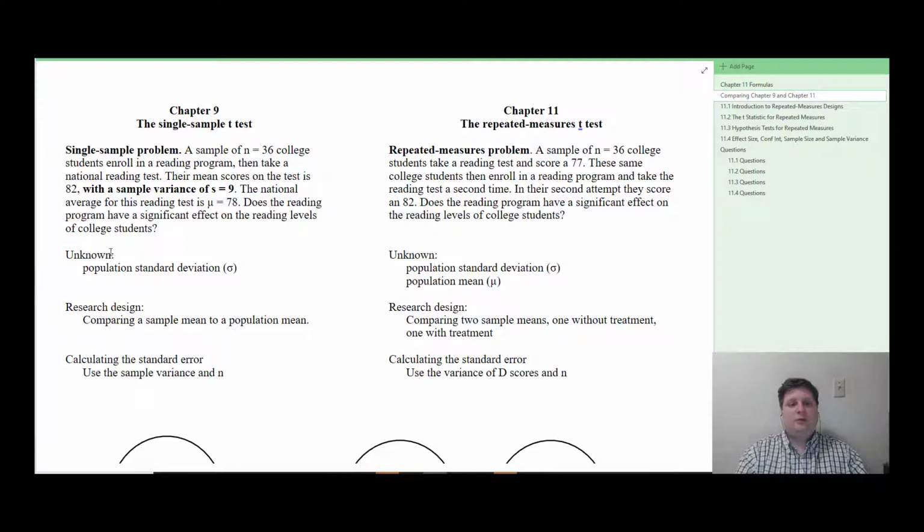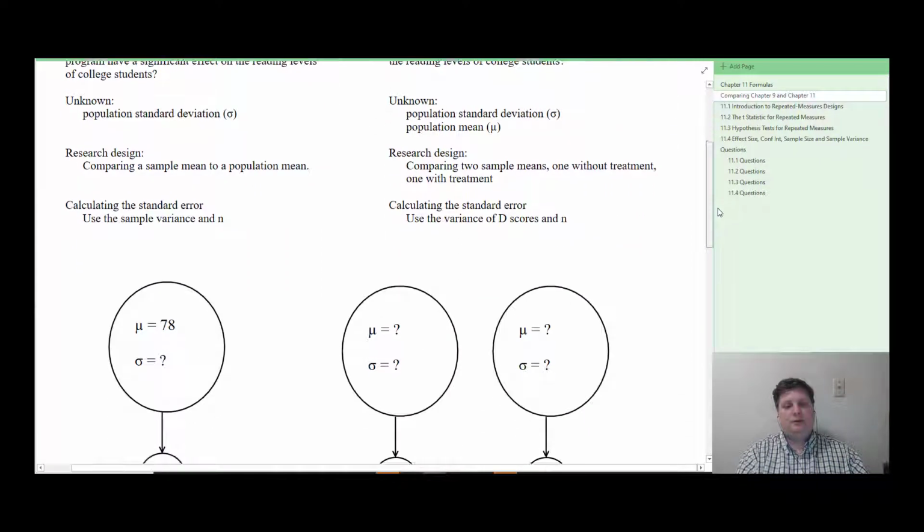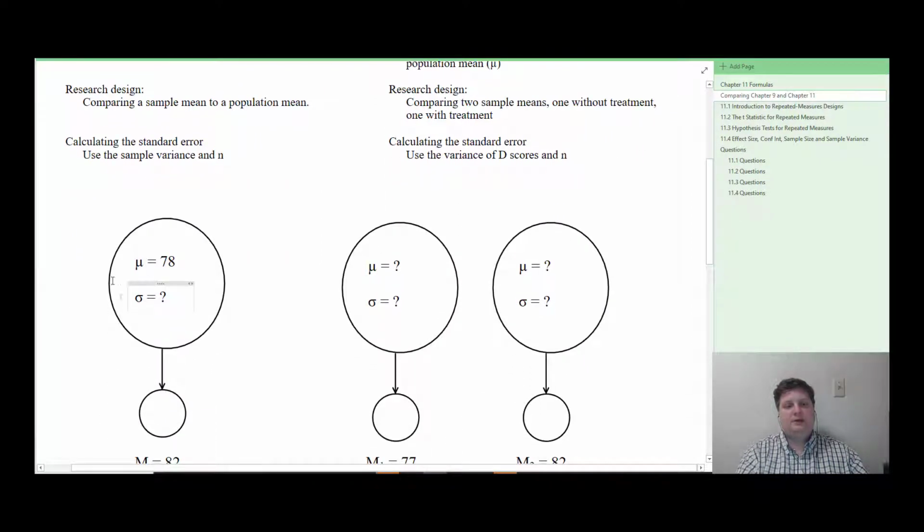So in chapter 9, we didn't have the standard deviation. That's how it's different from chapter 8 when we had the z-score. That's why we're doing a t-test. We don't know the population standard deviation. But here, we don't know anything about the population, the standard deviation or the mean. So in chapter 9, you're comparing a sample mean to a population mean. In chapter 11, we're comparing two sample means, one without the treatment on the left, one with the treatment. Notice we don't know anything about them.